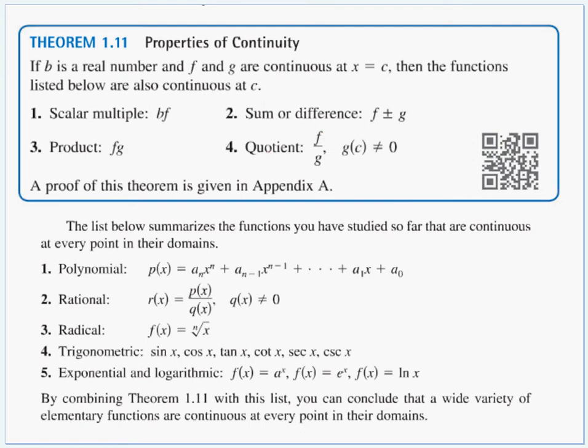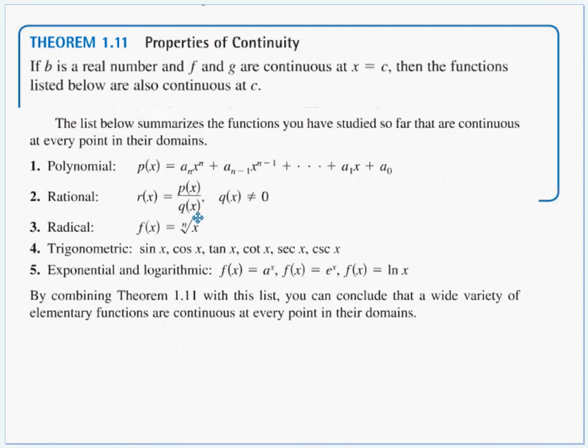And quotients. If I have one continuous function, like sine x, divided by another continuous function, like x squared, it will be continuous, but you just have to be careful. You don't want your denominator to go to 0. As long as your denominator is non-zero, the function will still be continuous.